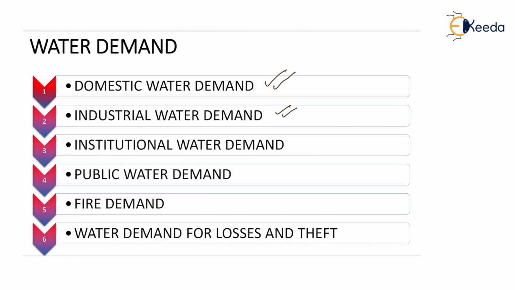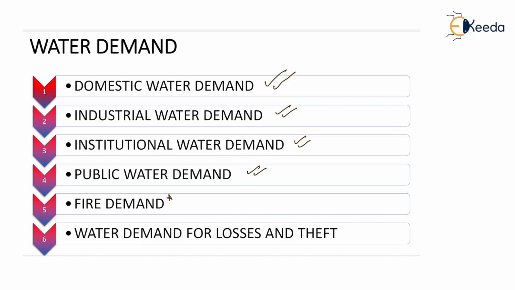Next will be the institutional water demand, the water which will be used in the institutes for drinking purpose, for flushing of water closets comes under institutional water demand. Next will be the public water demand, the water which will be used for the development of parks, for the washing of roads comes under public water demand.